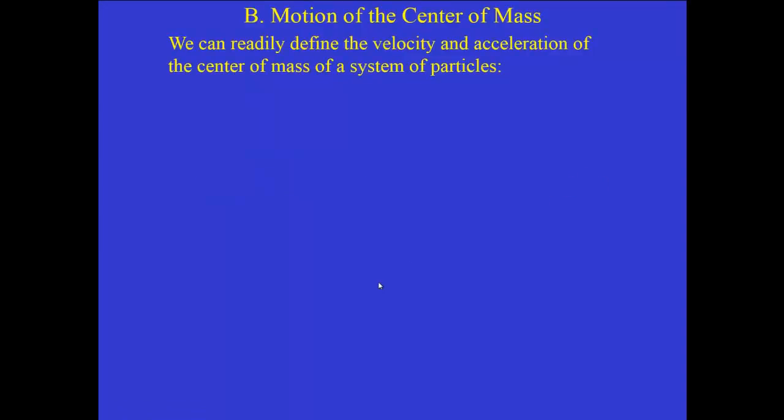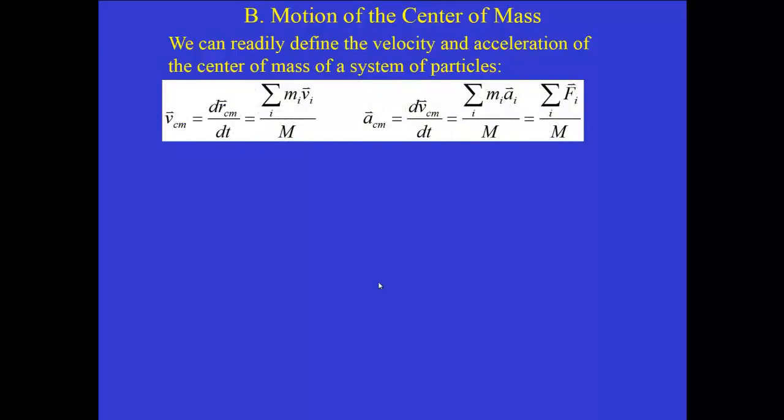Now, that's the definition of the center of mass, but what about its motion? What good is it to talk about the center of mass? Well, we can take our definition of the center of mass position and very simply calculate the velocity and acceleration for the entire system, the velocity and acceleration of the center of mass. And we'll see some interesting properties that it has.